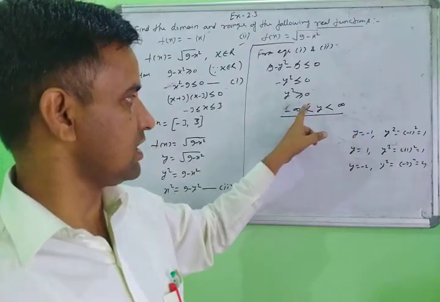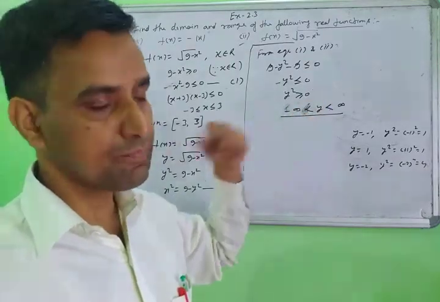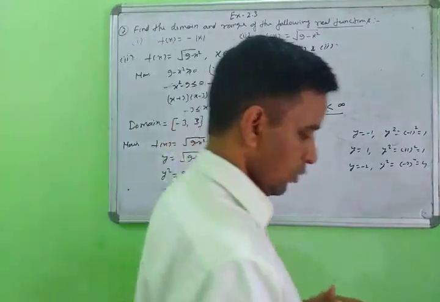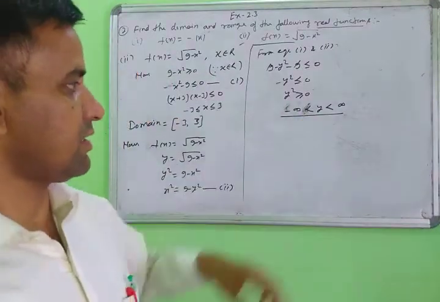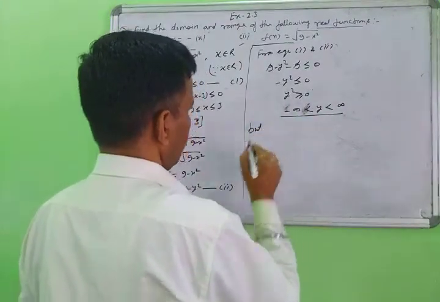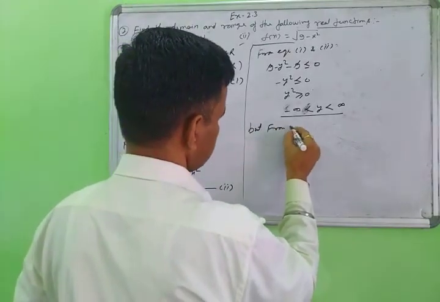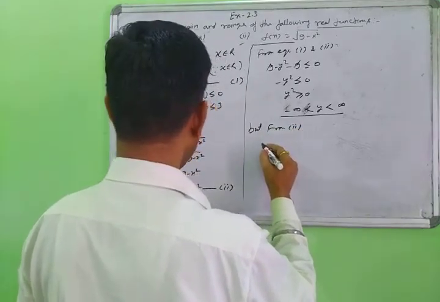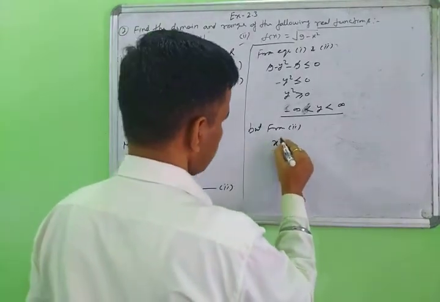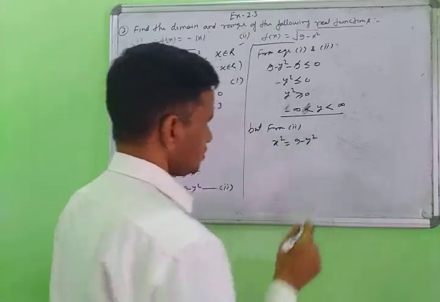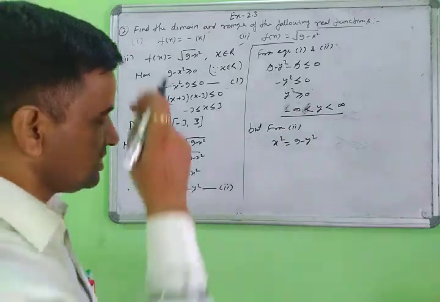This is an open interval because we are not using infinity as a definite value, so we use only an open interval. But we will check here from equation second, x square equals 9 minus y square. This is your codomain part, but what is the range? We will find your range.